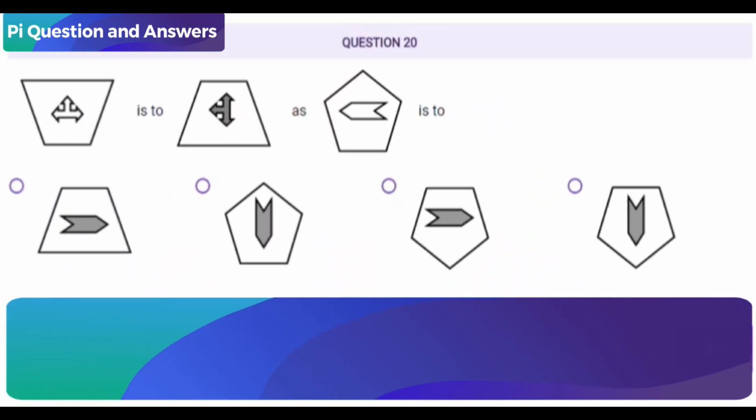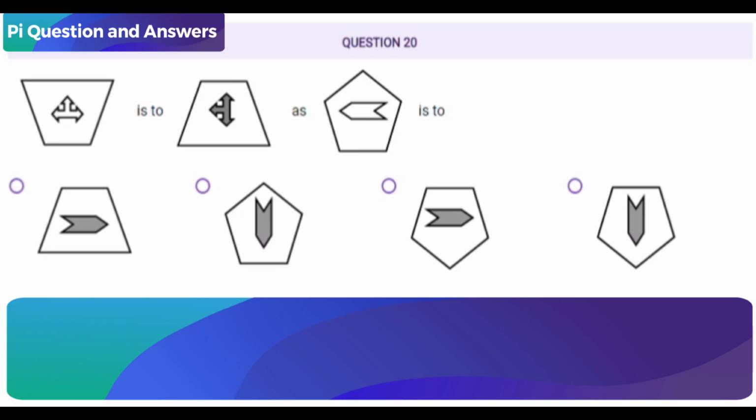Question number 20. Question: the first figure is to the second as the third is to which below? Explanation: first to second figure, internal horizontal arrows pointing towards each other rotate 90 degrees to become vertical and point away from each other. Base shape changes from trapezoid to pentagon. Applying this to the third figure, the right pointing arrowhead inside the pentagon should also undergo a 90-degree rotation.